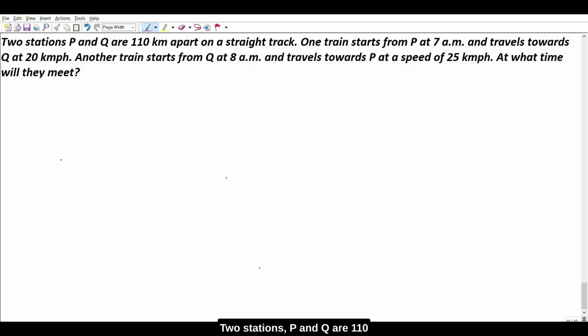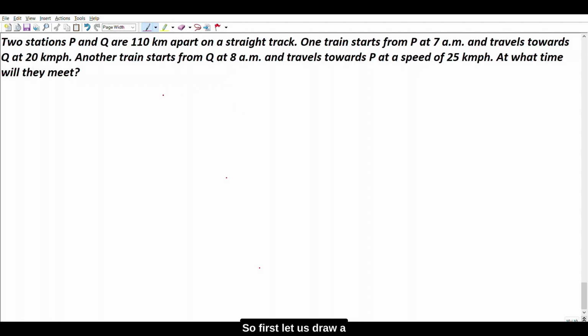Two stations P and Q are 110 km apart on a straight track. One train starts from P at 7 a.m. and travels towards Q at 20 km per hour. Another train starts from Q at 8 a.m. and travels towards P at a speed of 25 km per hour. At what time will they meet?